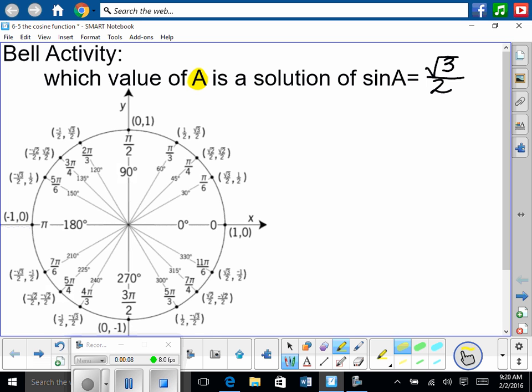Okay, so it says which value of A is the solution to sine of A equals square root of 3 over 2. So we're trying to find this value that makes this a true statement, right? So we're trying to find A. So a couple different ways of doing it.